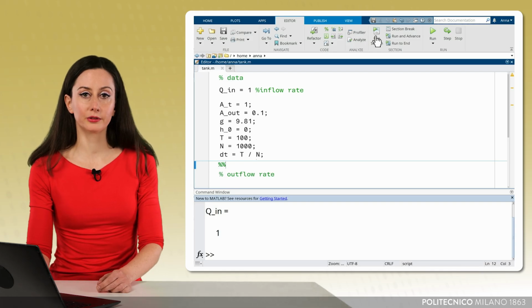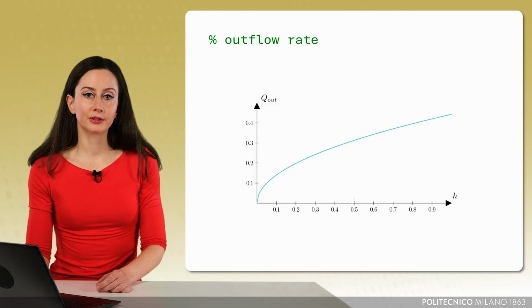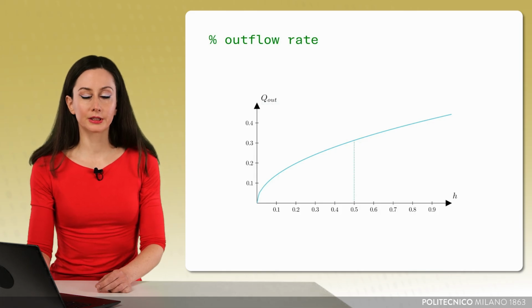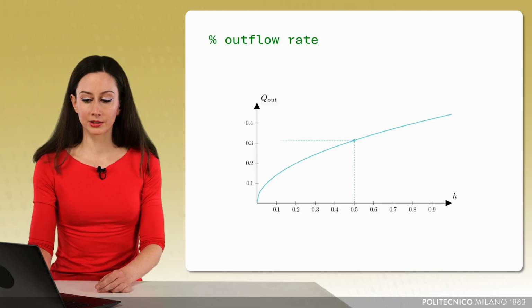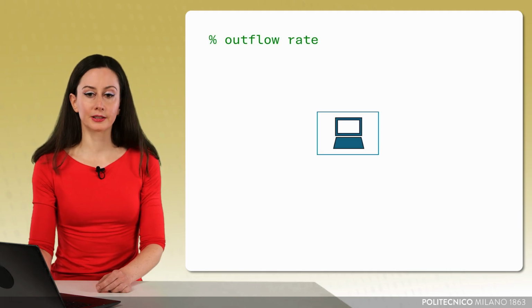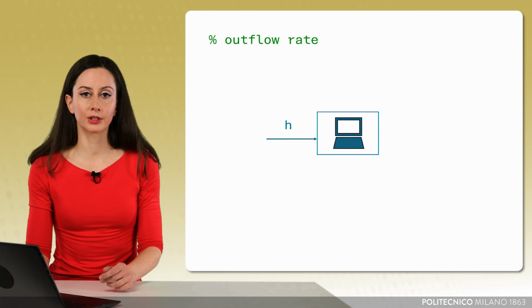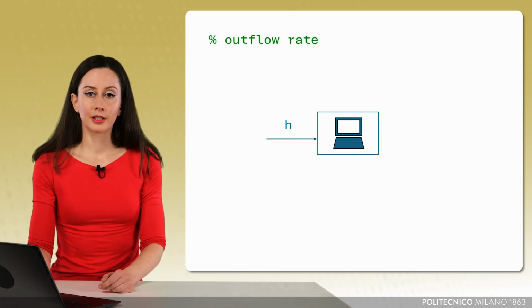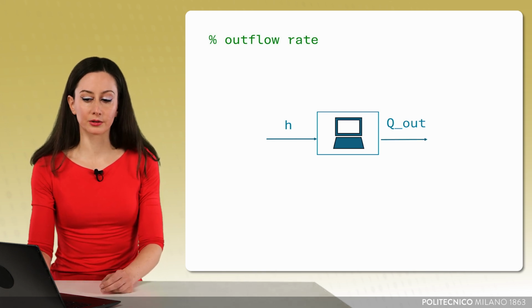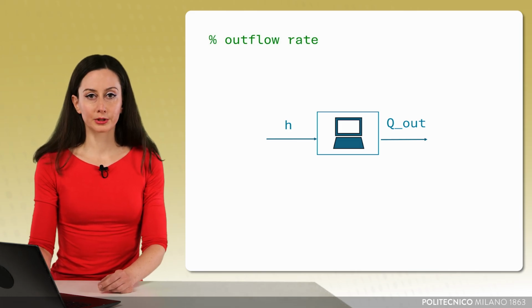And now we have to define the outflow rate. Do you remember that the outflow rate Qout is a function of the water level h? We need to write a piece of code that can take an input, h, process it, and produce an output, Qout. And this black box is a function, something that can take input and return outputs.